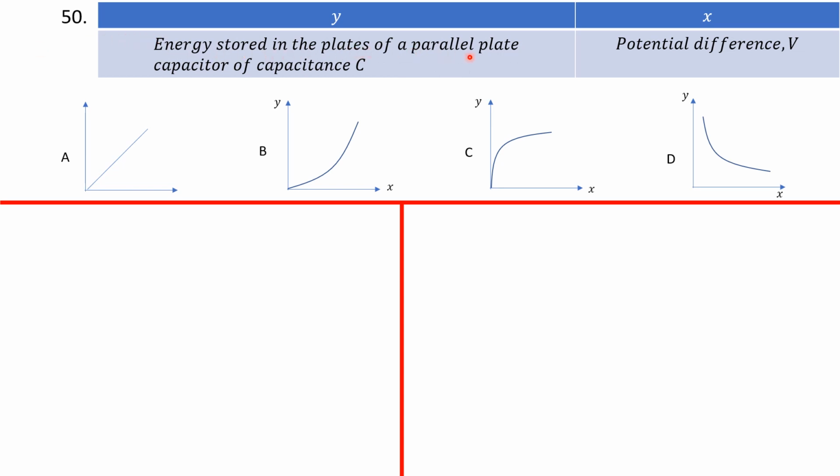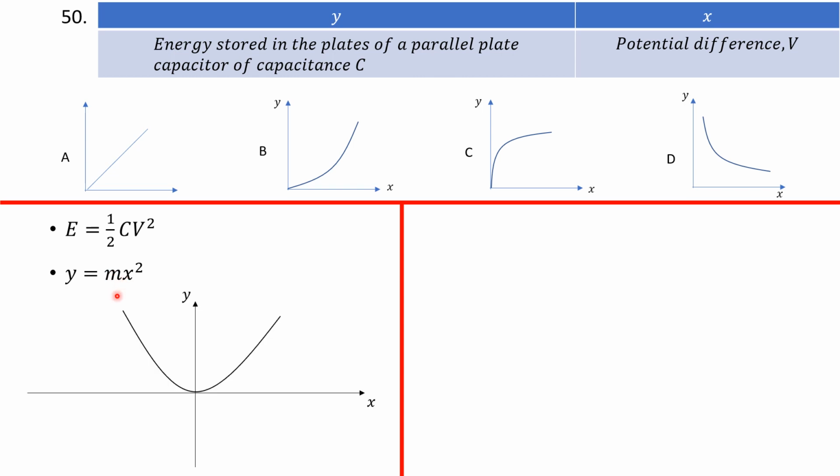Energy stored in the plates of a parallel plate capacitor of capacitance C, against potential difference V. So energy is half CV squared, right? So you notice that half C is a positive constant. So this is y against a positive constant multiplied by x squared. So this is a quadratic curve whose turning point is at the origin and has a minimum turning point. So that's the quadratic curve there. But since we're interested in the positive part of the first quadrant, let's talk about energy. So you notice that we're going to use just this portion, and so our answer is B.